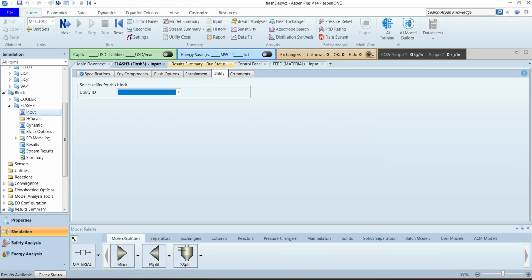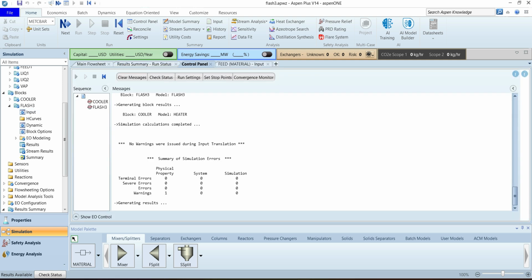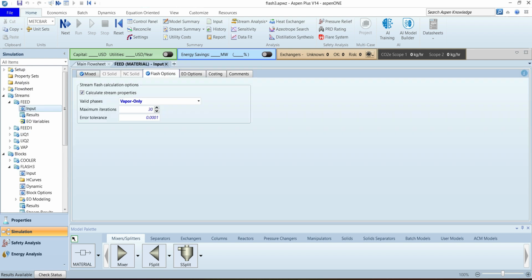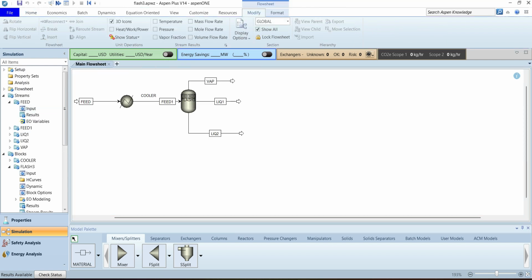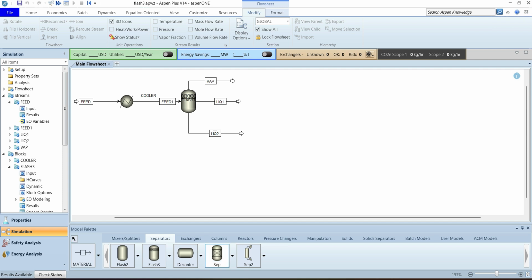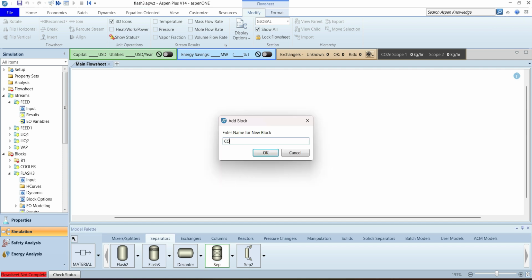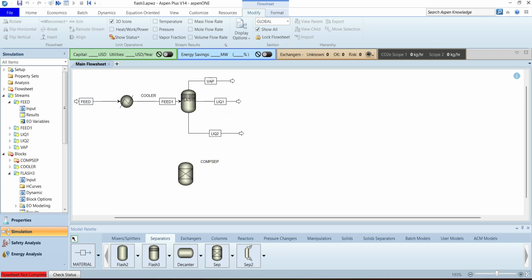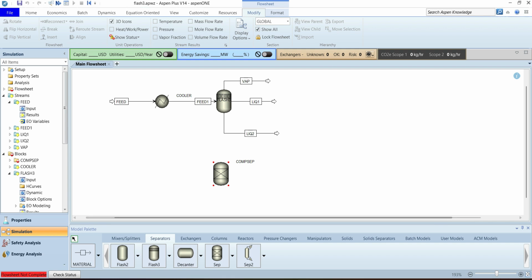As an add-on of this session, though we were not expecting it, let's have an overview of the component separator block. We can name it component sep. We can divert the feed from the cooler to the flash as well as from the cooler to the comsep. We can take a duplicate of this stream and pass it as a feed stream to the component separator block.